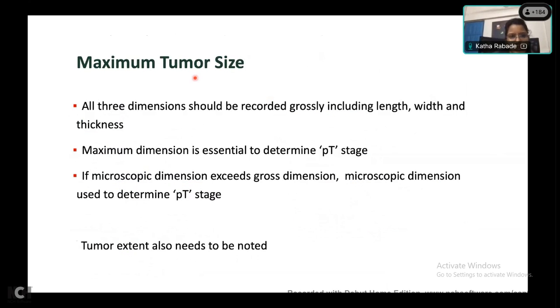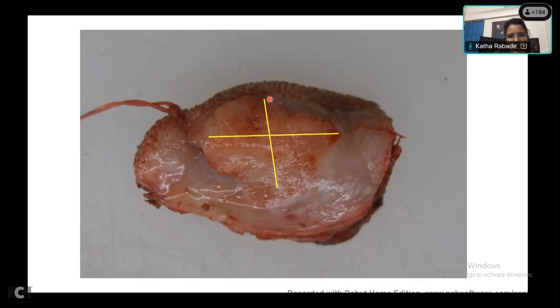So the maximum tumor size. All the three dimensions should be recorded grossly, including the length, width, and the thickness of the tumor. The maximum dimension is essential to determine the T stage of the tumor. If the microscopic dimension exceeds the gross dimension, then this dimension should be used for the pT stage. Tumor extent also needs to be noted. So these are the two dimensions of this tumor, and the third dimension is measured after slicing the tumor serially. Again, this is the largest dimension of the tumor.